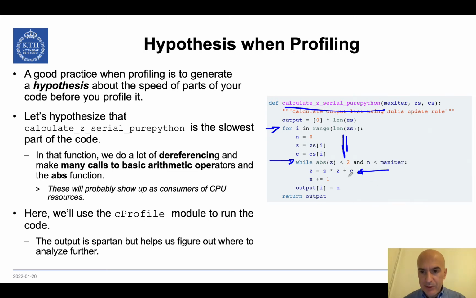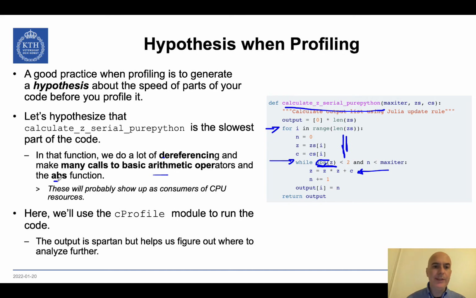So we have this operation here, and then for each pixel and for each iteration, we need to check the absolute value of the complex number z. So it's safe to make the hypothesis that this is the function that is taking most of the time, because it does most of the arithmetic, differencing, and has the abs function.